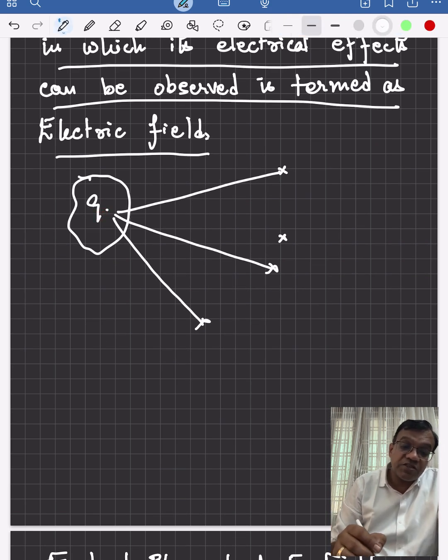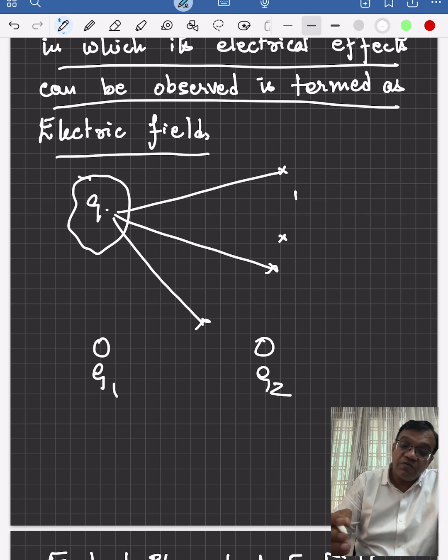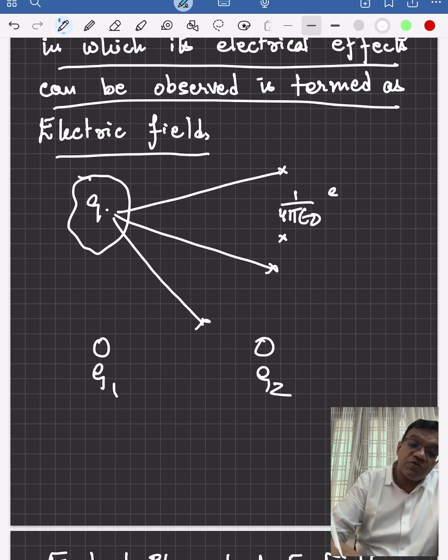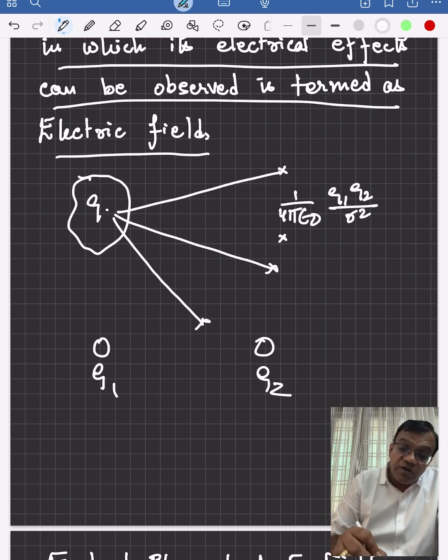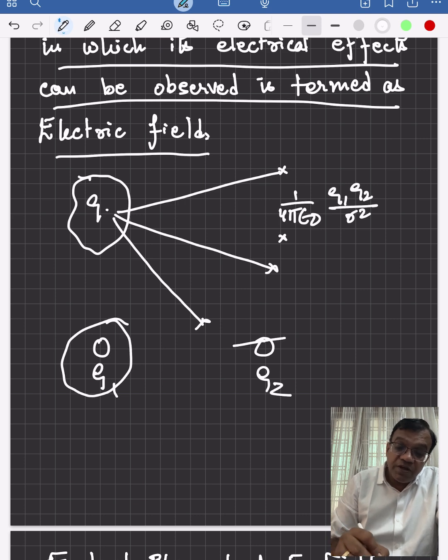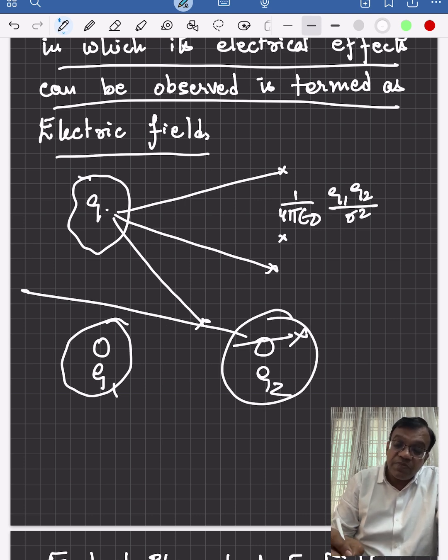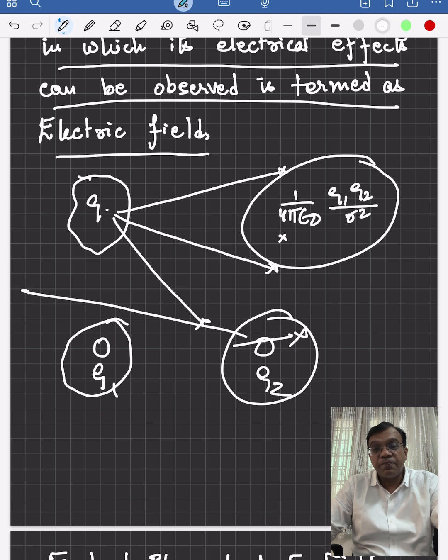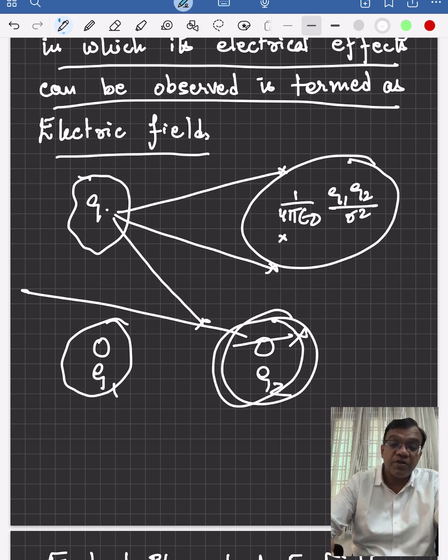We are saying there are two charged particles, Q1 and Q2, which exert a force on each other. We have seen in Coulomb's law, Q2 will experience the force due to Q1 and vice versa, 1 upon 4 pi epsilon naught Q1 Q2 upon r squared. Now, Q1 creates the electric field and Q2 also creates the electric field. Say for example, Q2 is not there. Then no question arises of the force. If Q2 is not there, can we say Q2 is experiencing this force? No question comes about the force when Q2 is not there.